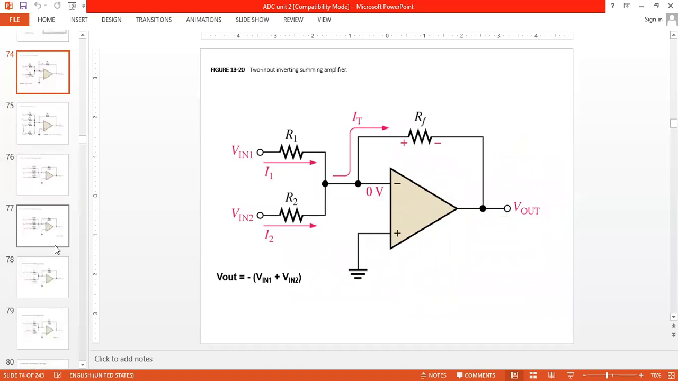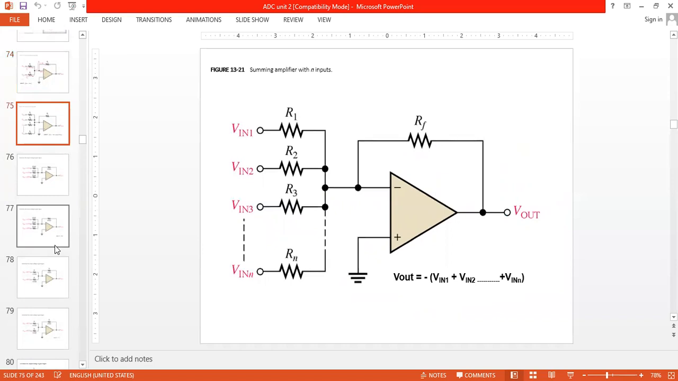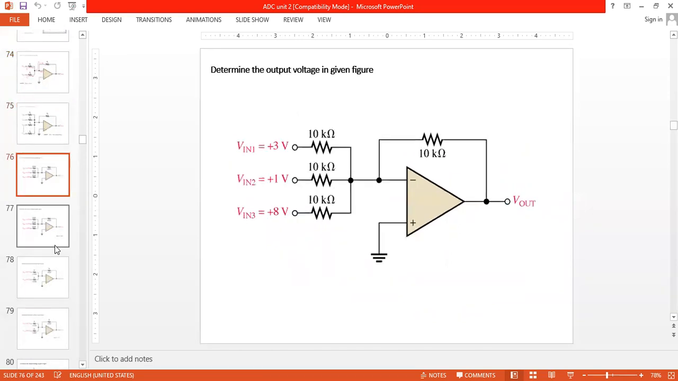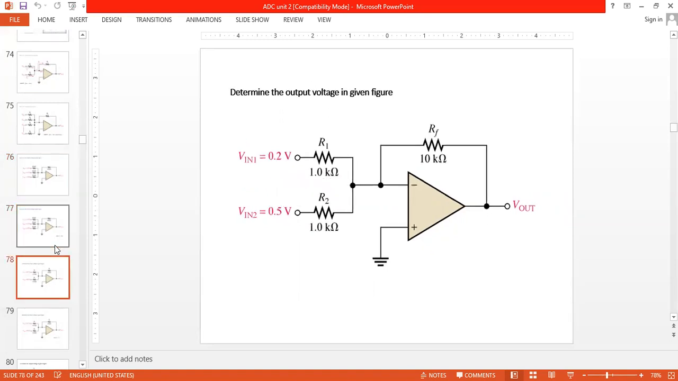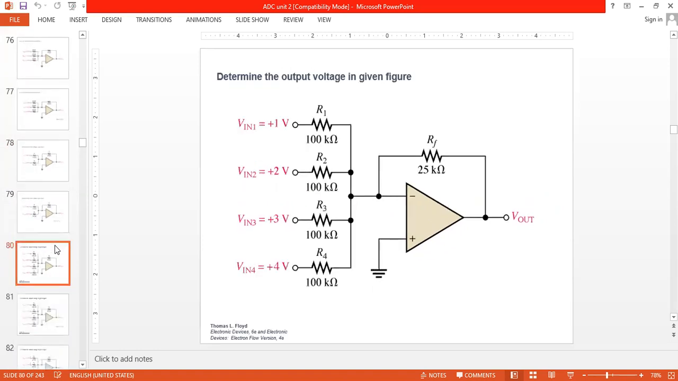So this is a simple example for the two input inverting summing amplifier, that is V1 and V2. So we are getting the output. Similarly, different inputs. These are different examples of using different inputs to get different outputs using the basic models.